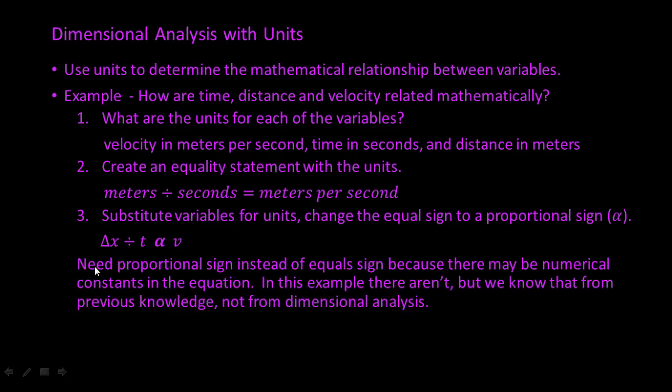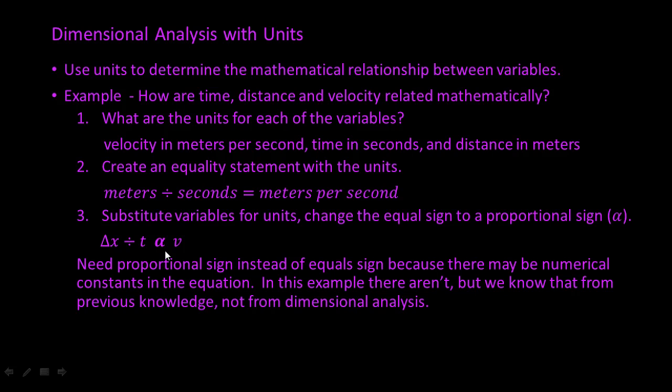So one thing we need to talk about is why do we use the proportional sign instead of the equal sign? Well, when we use an equal sign, that means that the number on the left-hand side of the equation has to be exactly the same number as on the right-hand side. And sometimes there may be numerical constants in the equation, and dimensional analysis won't tell us that. So that's why we use a proportional sign.